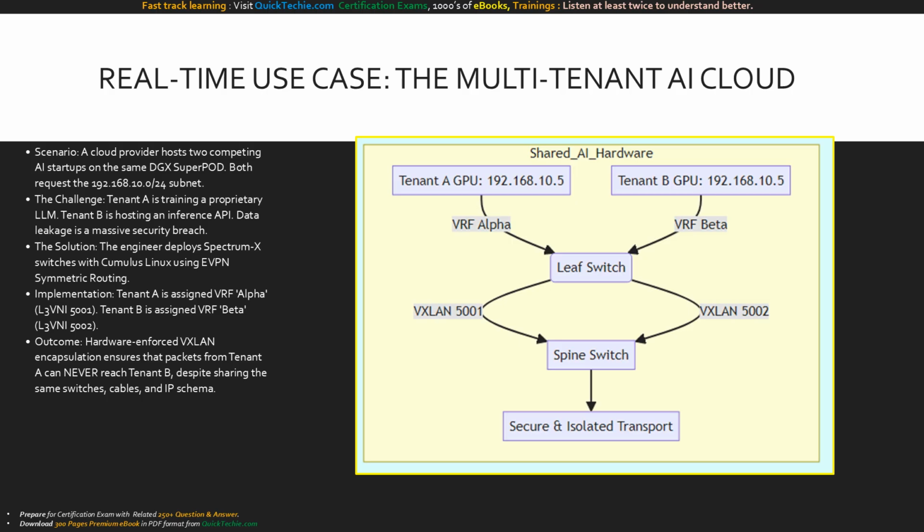This diagram visualizes the multi-tenant AI cloud. Both tenant A and tenant B use the exact same IP address. They both plug into the exact same physical leaf switch. But because they are bound to different VRFs, the switch encapsulates their traffic into separate VXLAN tunnels, 5001 and 5002. The spine switch transports them securely as completely independent data streams.